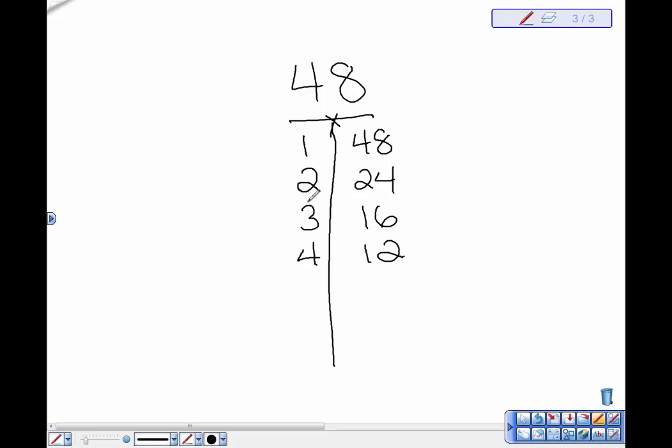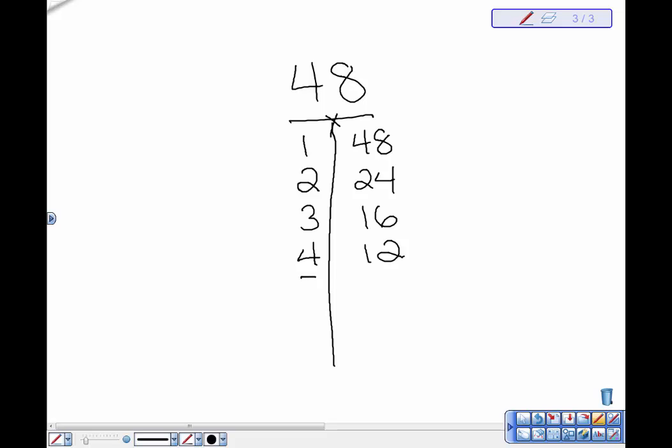So here I'm just making a T-chart. I'm counting in order 1, 2, 3, 4, 5, 6, 7, 8, 9, 10, and I'm writing down whatever the pair is across from it. So this times this equals my number that I'm working with. So 3 times 16 equals 48. All right, so I did 1, 2, 3, or 4.